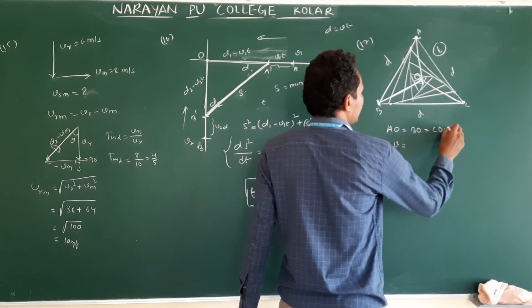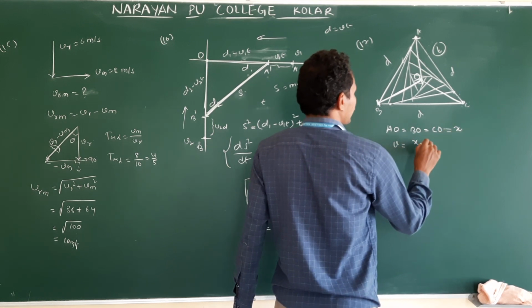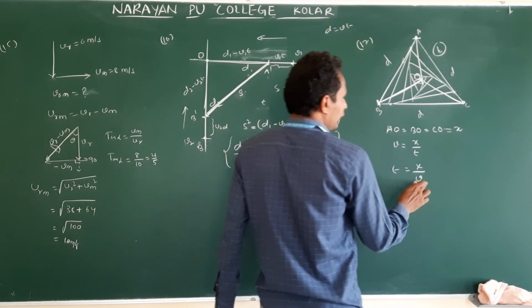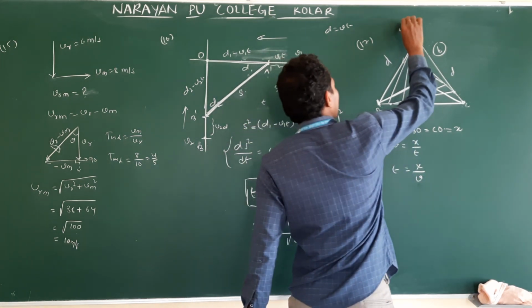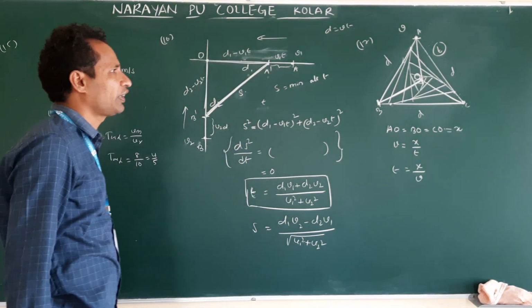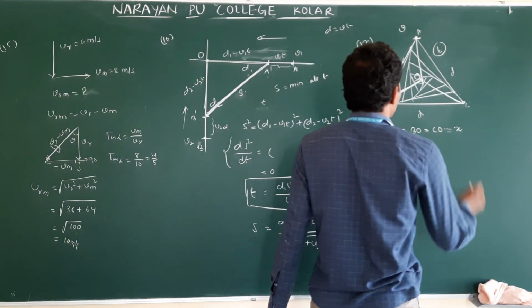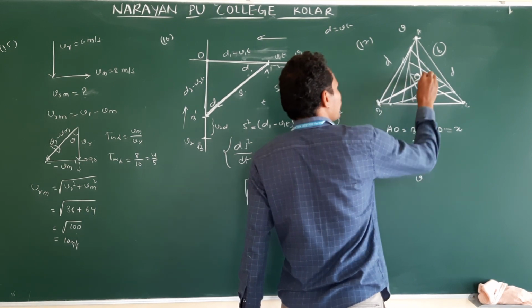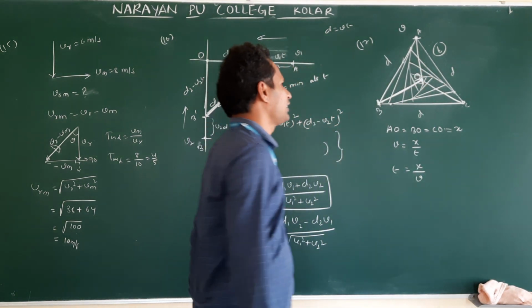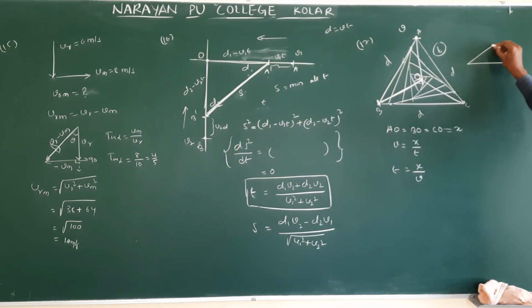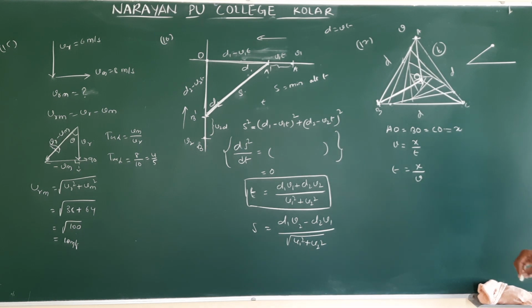Let us say I am taking this as x. So v equals x by t, so t is equal to x by v. V they already mentioned, they start with velocity v. We need to find x. Understand? How do we find x? Very simple. This is the distance between corner and centroid. Very simple mathematics is involved to find this. Clear? This is d.